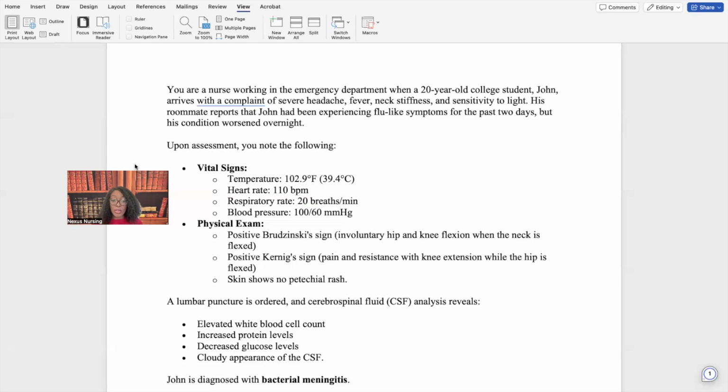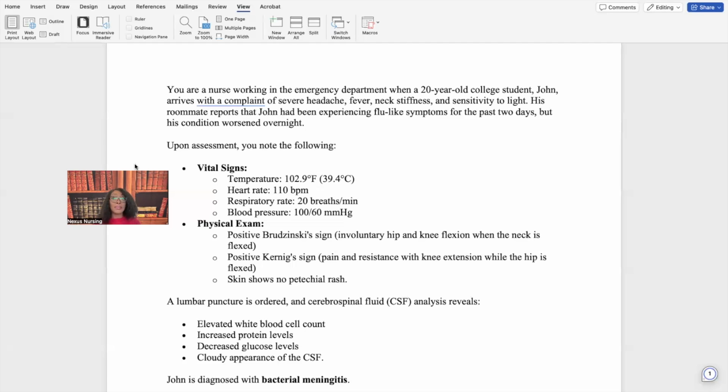The lumbar puncture has been ordered. Cerebral spinal fluid analysis reveals an elevated WBC, increased protein levels, decreased glucose levels, and cloudy appearance of the cerebral spinal fluid. John is diagnosed with bacterial meningitis.